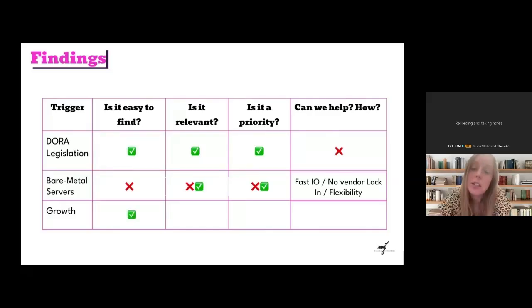Growth, easy to find, as we all know. It's a filter in Sales Navigator or any similar tool. So yes, it's not that difficult to find a list of companies that are growing. Usually growth is relevant because you always have to change something when you're growing, whether it's technology or hiring or processes. Usually if you're growing, things change automatically. It should at least. So usually it's relevant and it's usually also a priority.